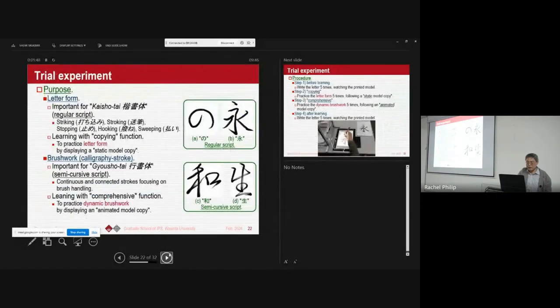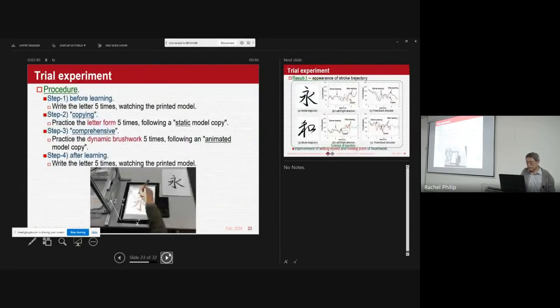The final part is experiments. In this experiment, the upper one is letter form learning. Letter form writing is this kind of regular script, a regular square script. And for the brush work, this kind of semi-cursive script, the writing style is important for the stroke movement. Of course, rhythm and pace of the speed, or the pressure force, is important to realize this kind of writing style. So the lower case, very dynamic brush work, is learned by this system. This is an important feature of this.